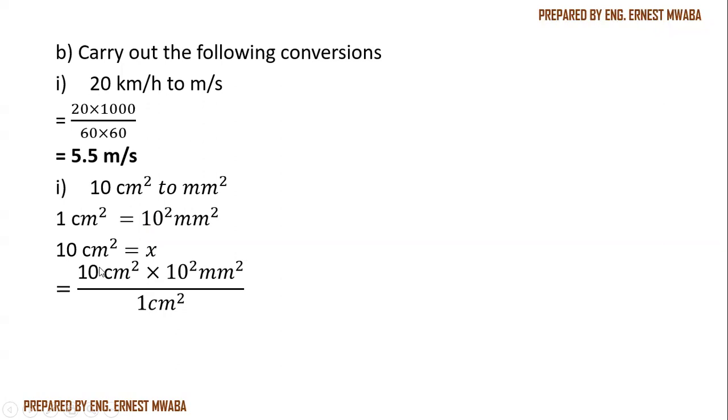Already when you look at this, what you're going to have is like this. This will go away, meaning this is what the units we're going to remain with. Now, the moment you've done this, it means you're just going to remain with the numbers. Which numbers are we having? We're having on top, it's 10 times 10 squared, which is like 10 multiplied by 100. The result is 1,000 square millimeters.